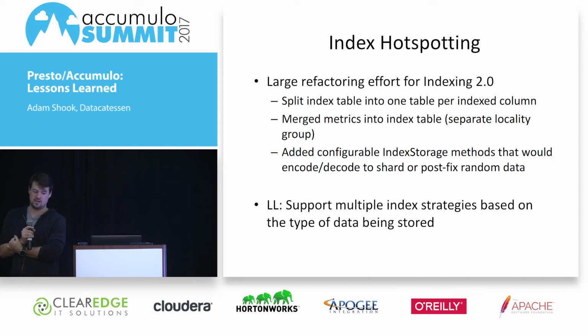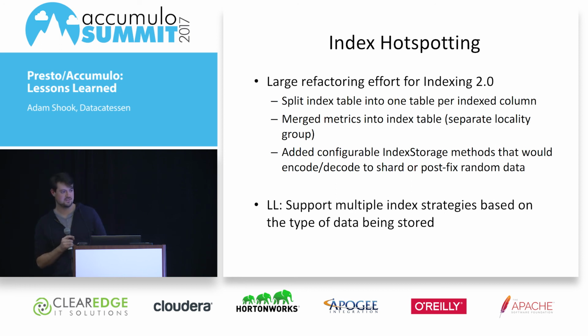Additionally, we are adding these index storage methods, kind of an API where you can encode or decode the data. There's one that just shards it, so it'll hash the value and stick a number in front of it in order to address actual hotspotting problems. And another one will postfix random data to the end of a row. That addresses the monotonically increasing bits, where now we're distributing across multiple buckets inside Accumulo, as well as the high cardinality pieces, where you can now have junk at the end of it to get those tablets to split when they grow.